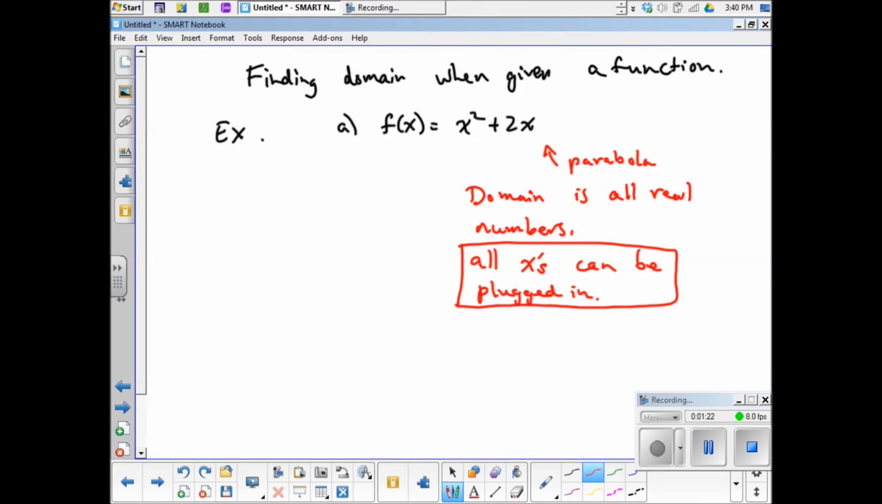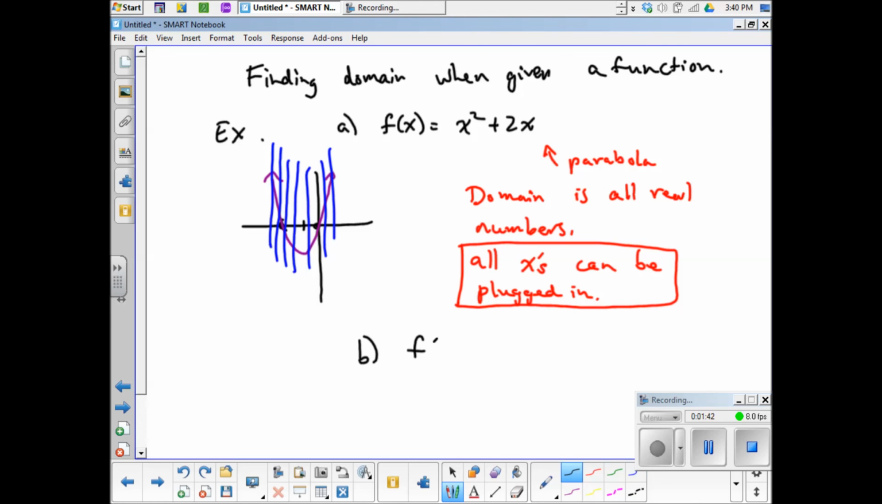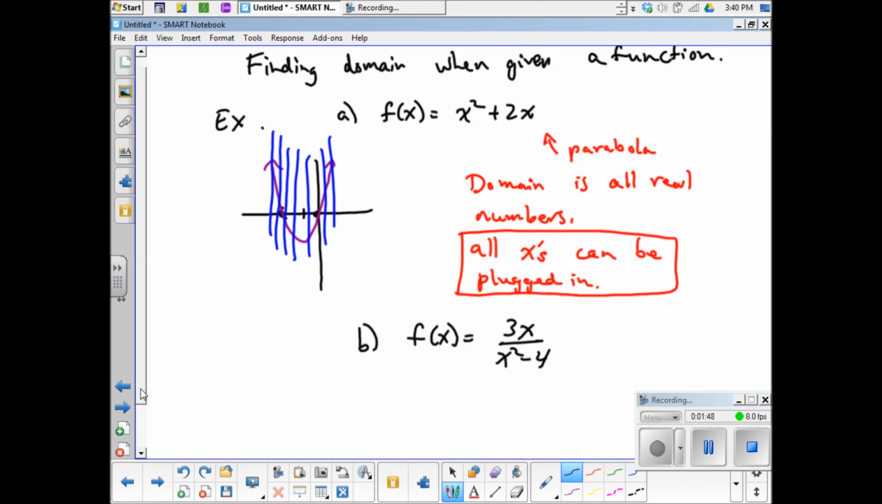Okay, graphically, a parabola looks like this. This one looks like this. And you can kind of draw a vertical line anywhere you want, and you'll contact the graph. There's not really any gaps in this graph. Okay. All right. How about this one? This one's not quite that way, is it?